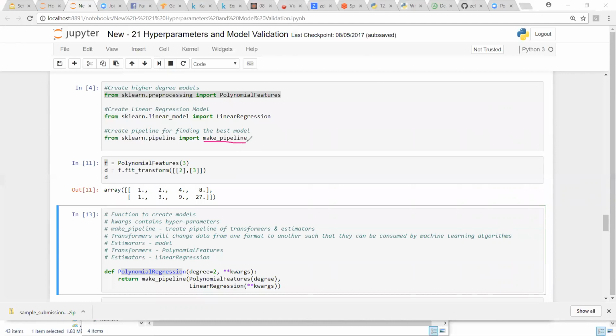What you try to do in this pipeline is create one transformer and one estimator. This is the transformer, that is the estimator. The output of the transformer becomes the input of the estimator. What is the purpose of this transformer? You can see here, transform takes the data and changes it into some other format. Let's see what I mean by that.